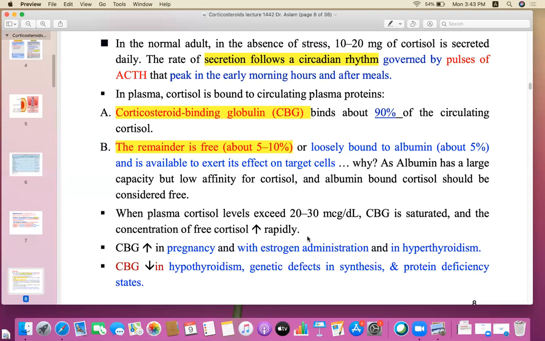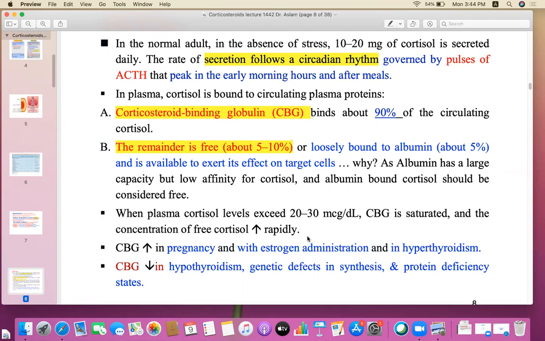Take one example of cortisol: only 10% of the drug is free, and it is responsible for normal pharmacological action. But due to some disease conditions, or pregnancy, or hyperthyroidism, there is a saturation of corticosteroid binding globulin. When the saturation is increased, the free cortisol is increased, and the increased free cortisol is responsible for the adverse effect.